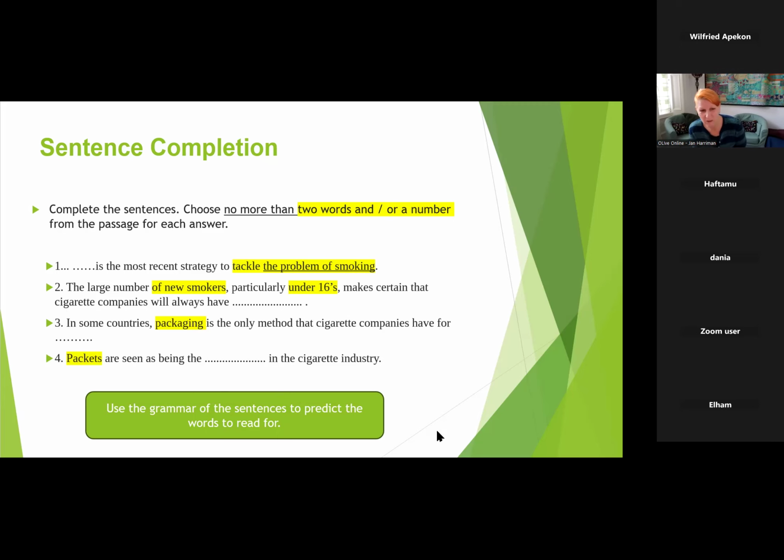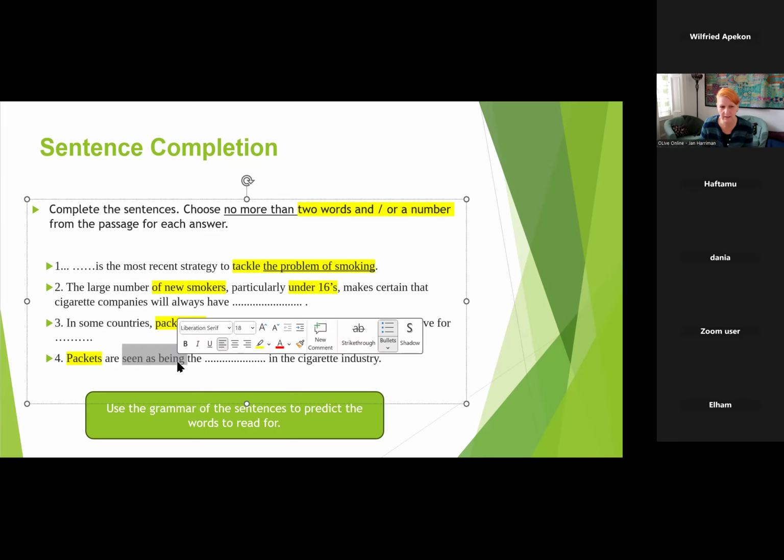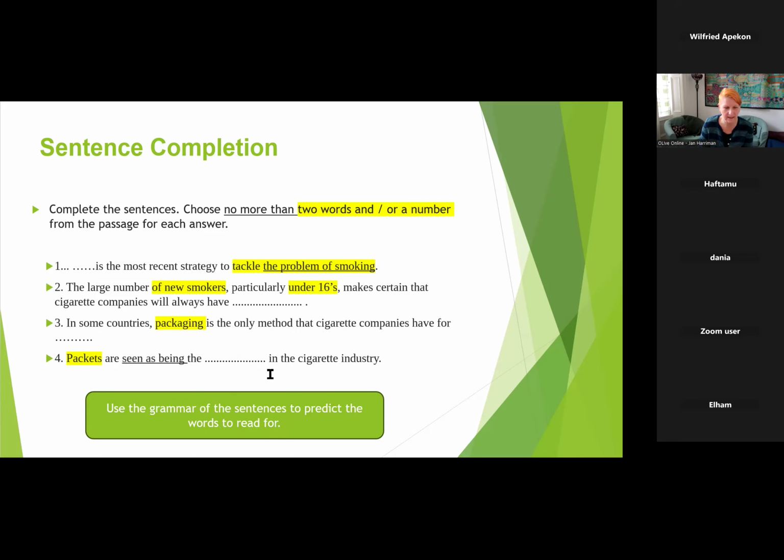So, what do you think? Do we have some keywords? So packets and packaging are used by the cigarette companies. So seen as being, okay? That means that's what they use them for, right? So once again, your ability to say, what does this question actually mean? All right. Excellent.